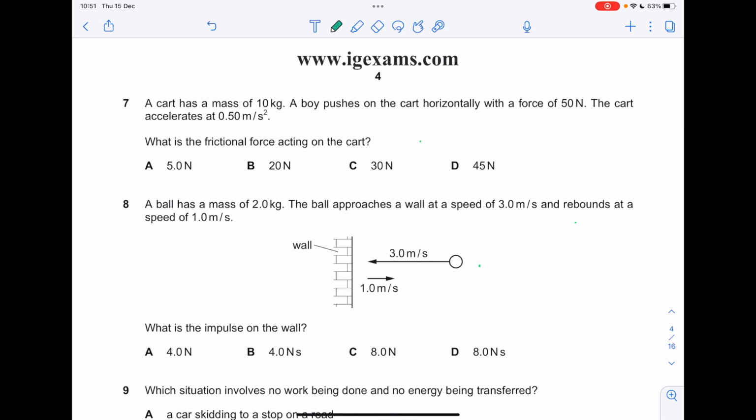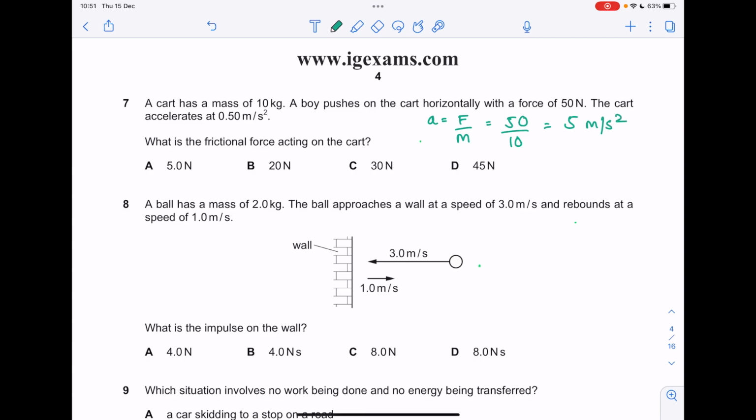A cart has a mass of 10 kilos. A boy pushes on the cart horizontally with a force of 50 newtons. The cart accelerates at 0.5 meters per second squared. What is the frictional force acting on the cart? So let's first of all start by working out acceleration, which is force divided by mass. So our force is 50 newtons, our mass is 10, so we have an acceleration of 5 meters per second squared.